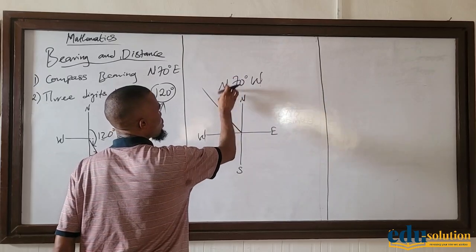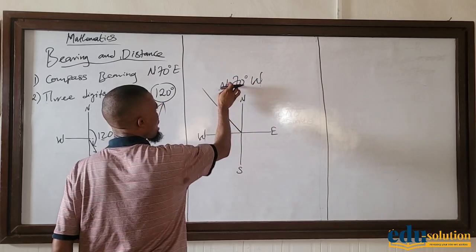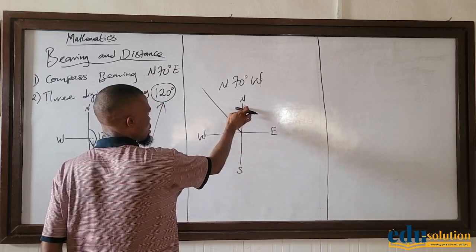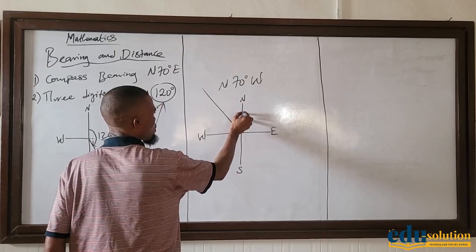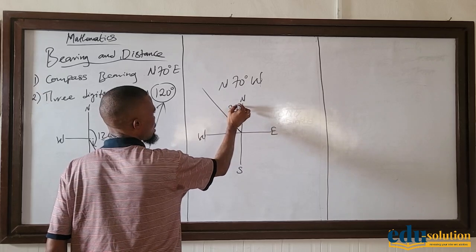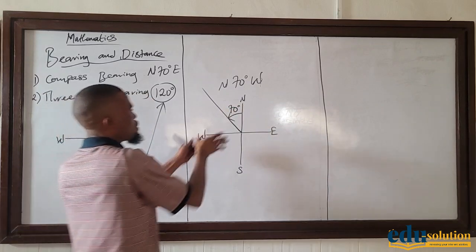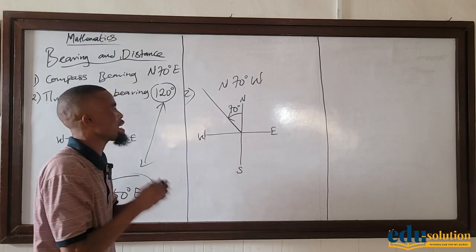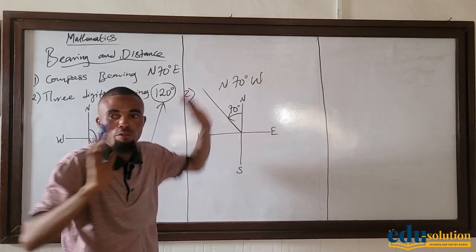And then north 70 degree west. Remember I said compass bearing starts from the north or from the south. So since north is closer, I will start from the north until we get to this line. So that means here is where we're having our 70 degrees. This diagram, let me call it number 2, just represents the one I have not converted.